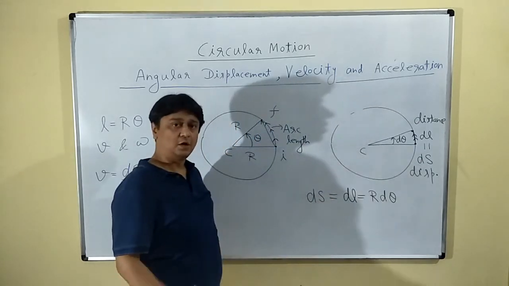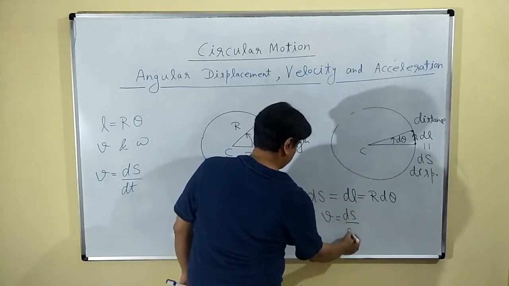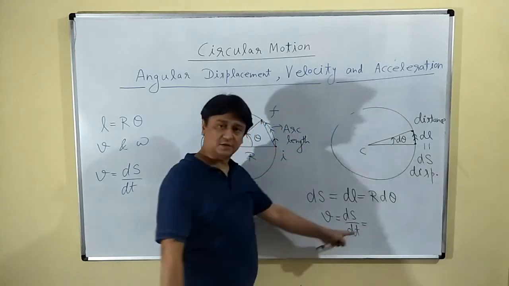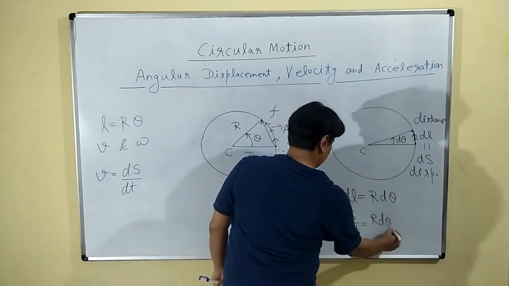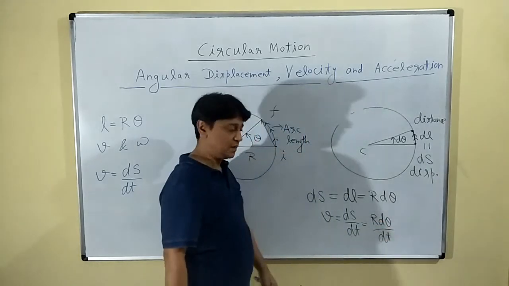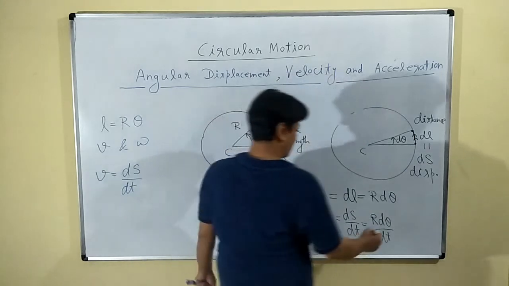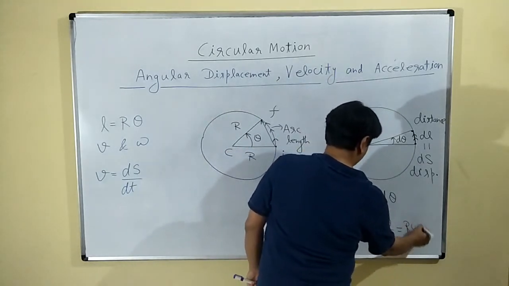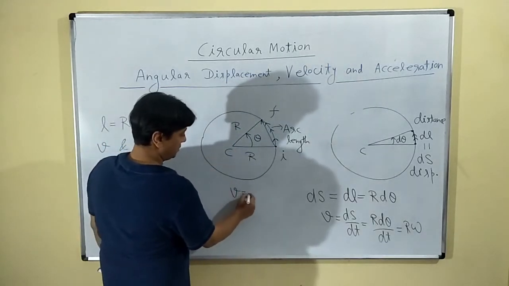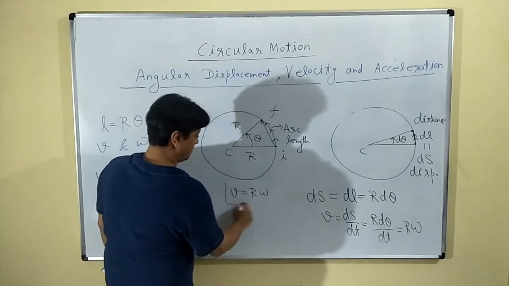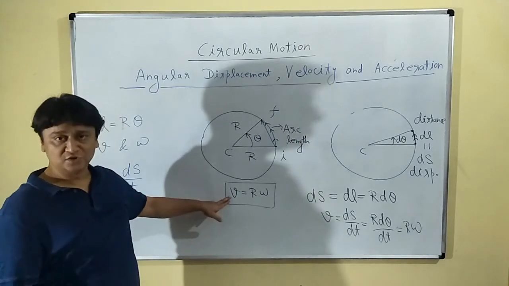ds. Now we are interested in what? V. What is V? ds by dt. What is ds? ds is r d theta. R d theta all divided by dt. Now what is d theta by dt? We have defined d theta by dt as omega, and therefore V becomes R omega. V becomes R omega. This is the relationship between tangential velocity and angular velocity.